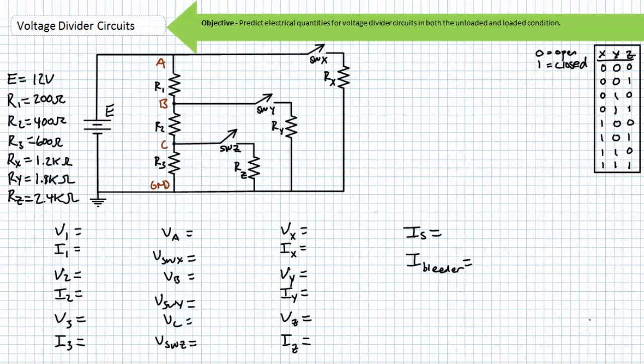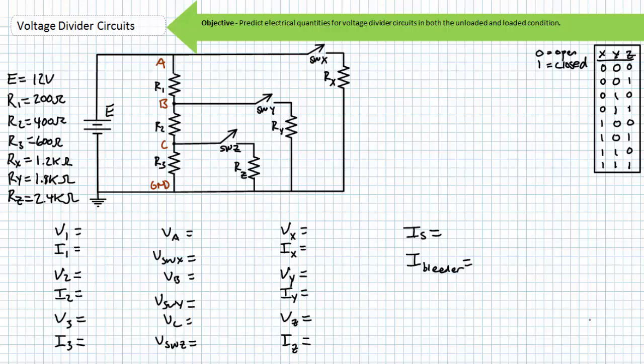In this spirit, here's not one, but rather 8 different opportunities to put your skills to the test. Here's a voltage divider circuit consisting of a 12-volt source and 3 resistors, R1 at 200 ohms, R2 at 400 ohms, and R3 at 600 ohms, with 3 switches and 3 loads.